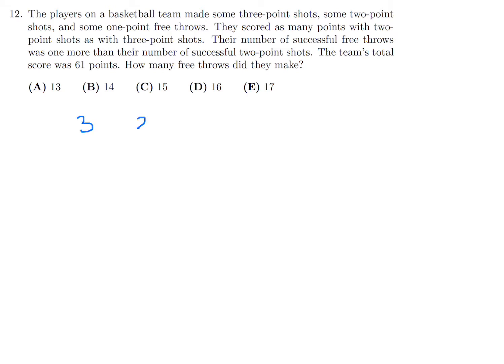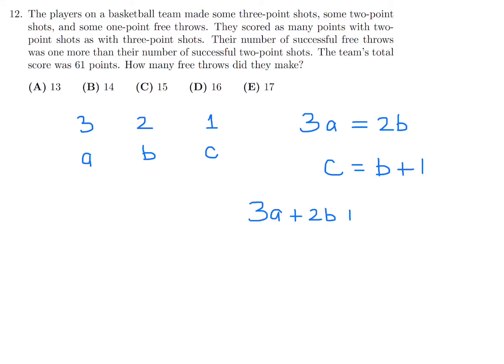So the 3-point shots, 2-point shots, and 1-point free throws, I will call A, B, and C. And the score for the 3-point shots obviously is 3 times A, and they're saying it's equal to the score with the 2-point shot, so it's equal to 2B. And the next piece of information is that the number of successful free throws, which in our case is C, is one more than the number of successful 2-point shots, so C is equal to B plus 1. And then the last piece is that their total score was 61, so 3A plus 2B plus 1C is equal to 61.